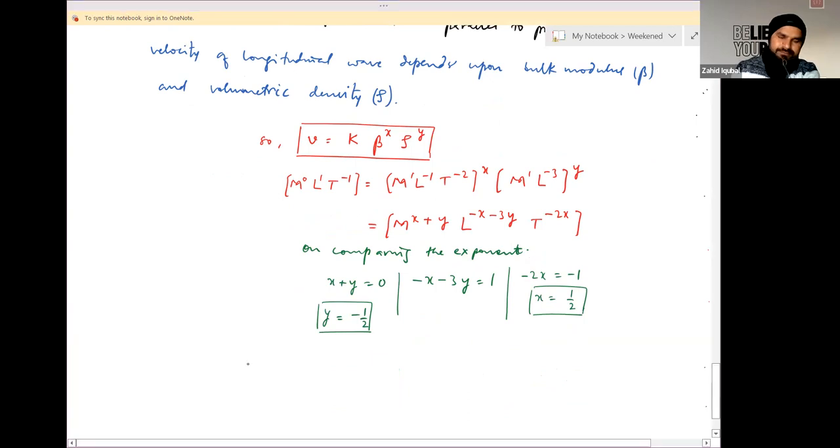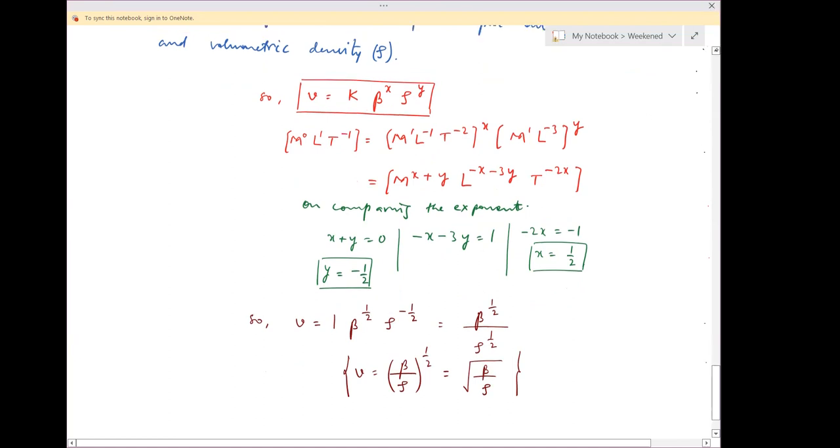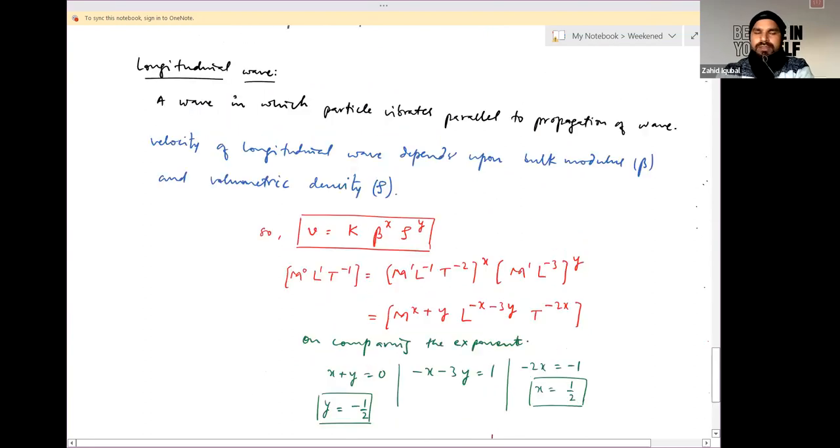Now putting these two values in the above expression, velocity equals, where the value of k is numerically equal to 1, beta raised to x, which is 1/2, and rho raised to y, which is minus 1/2. So you may write beta to the power 1/2 divided by rho to the power 1/2, having same exponent. So it will be beta divided by rho to the power half, which equals root under beta divided by rho. Matthew, is it clear? Yes, sir. Okay, just write it down. You will be asked to derive these two velocities related to transverse wave and longitudinal wave.